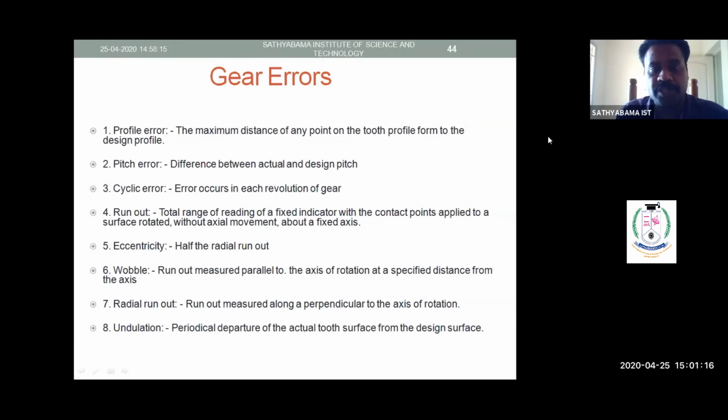What does runout mean? It is the range of reading of a fixed indicator with the contact points applied to the surface rotated, without axial movement. Sometimes radial runout is called eccentricity, that is offset. Next, wobble: if the runout is measured parallel to the axis of rotation, it is called wobble. If it is measured perpendicular to the axis of rotation, that is called radial runout. Next, undulation is the periodical departure of the actual tooth surface from the design surface.